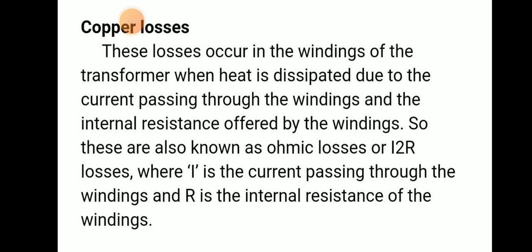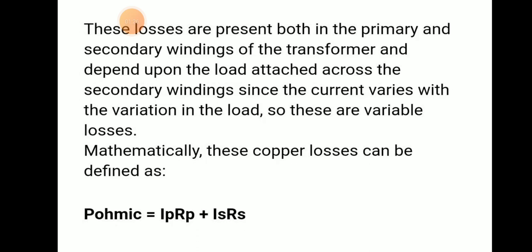Copper loss. These losses occur mainly in the windings of the transformer, when heat is dissipated due to the current passing through them, because of the internal resistance offered by the windings. These are also known as ohmic losses or I square R losses, where I is the current passing through the winding and R is the internal resistance of the winding. These losses can be seen in both the primary and secondary winding of a transformer, depending upon the load attached to the secondary winding, since the current varies with the load. So these are also known as variable losses.